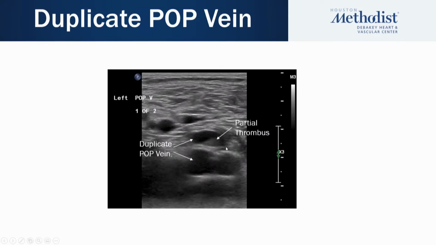Here's again another example of a duplicate popliteal vein. And what we see is that one of the two veins has partial clot. You see this area here. And if you look at the appearance of the thrombus, it appears somewhat acute in nature.